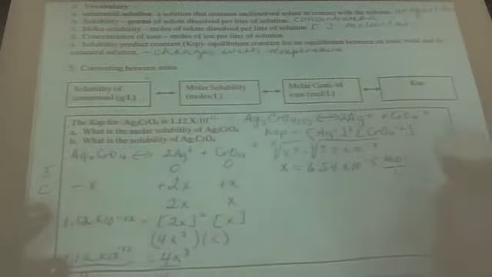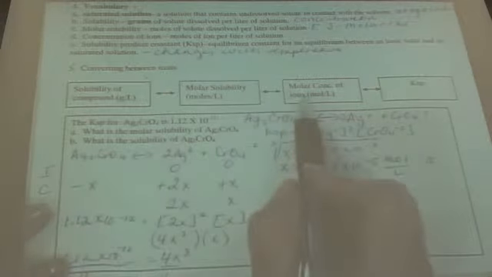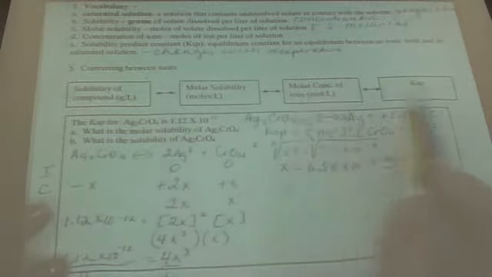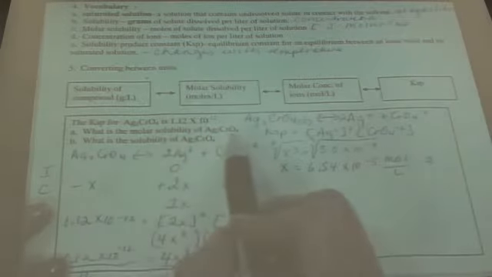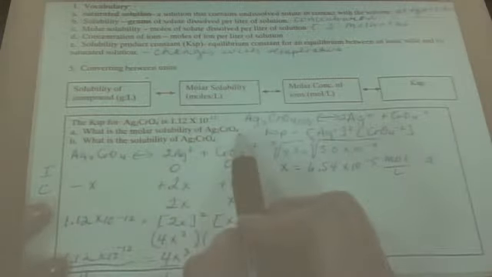And what's the molar concentration if that's the molar solubility? What's the molar concentration of the ions? Oh, so we don't need it. We could find that. We just skipped from here to here. Oh, okay. Just plug in the X to get the molar concentration of ions. So this is the answer to A. What's the molar solubility of silver chromate?